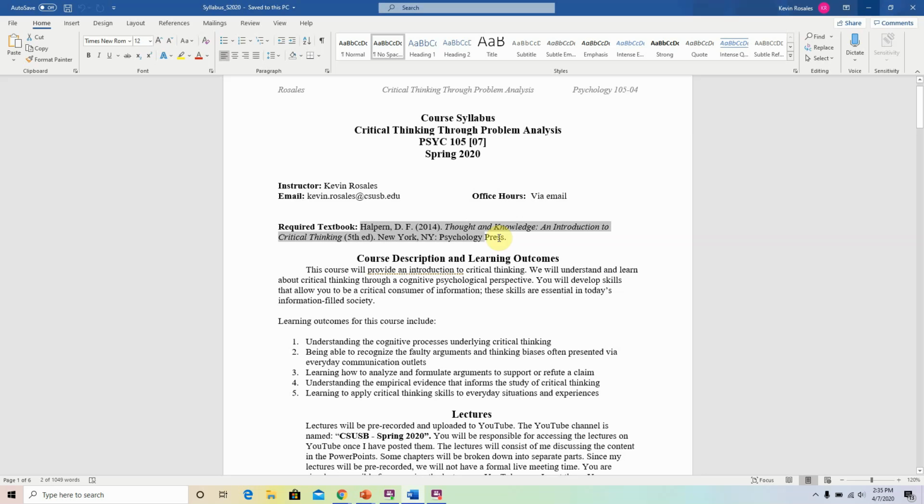The textbook is required. So this will be the Halpern Thought and Knowledge, an Introduction to Critical Thinking, 5th edition. I stress that it is a required textbook because a lot of the content on the PowerPoint will be coming from the book, and most importantly, questions on the quizzes and the final exam will come directly from the book as well. So do your best to be able to rent or buy the textbook because you will be using it.